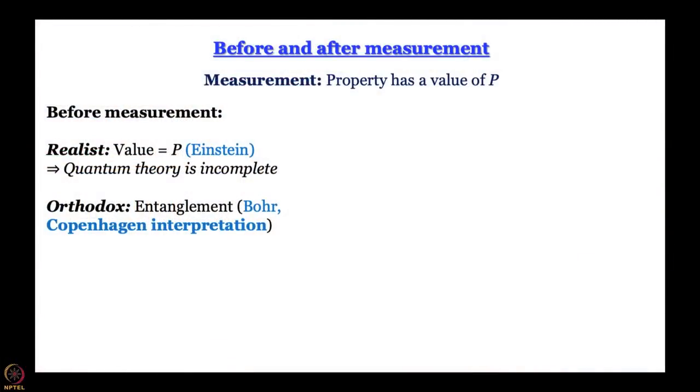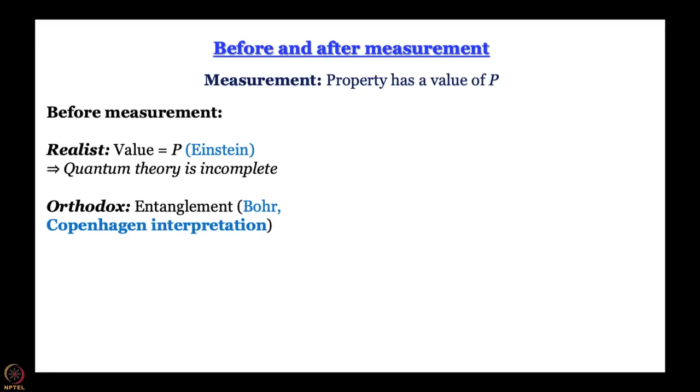So, realist view does not really turn out to be compatible with the principle of quantum mechanics, but Einstein was a diehard believer of this view, and that is why he had written to Born saying God does not play dice. The second view was by Bohr and his co-workers.